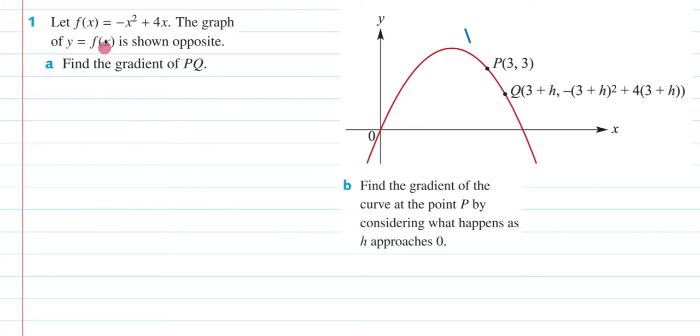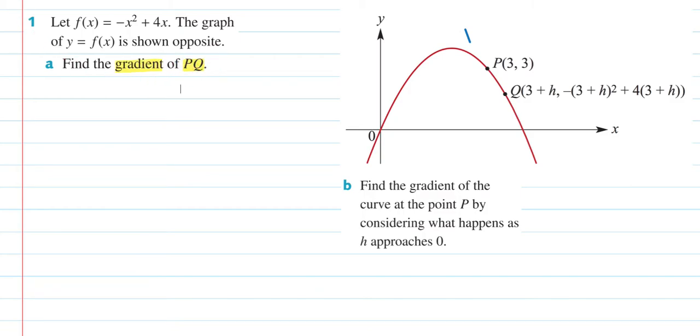We are going through exercise 17a, and in this video we'll be answering question 1, which says let f of x equal negative x squared plus 4x. The graph of y equals f of x is shown opposite. We need to find the gradient of PQ.